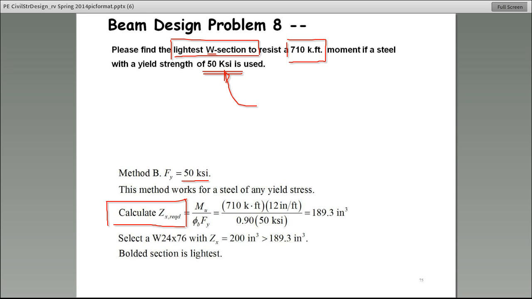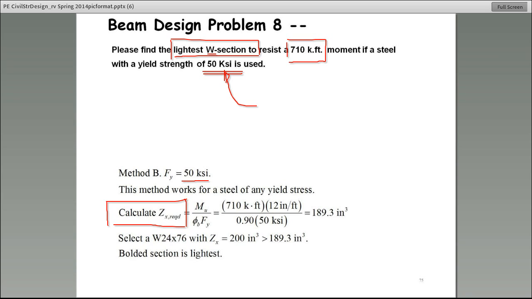Calculate the section modulus. The section modulus in this case is M sub U, ultimate moment, divided by phi, which is a factor, times Fy. Now, phi B applies to LRFD, which is the load resistance factor design. Don't get too excited about that. That's a probabilistic method. For the morning exam, that's really not a big issue. Just follow the solution here.